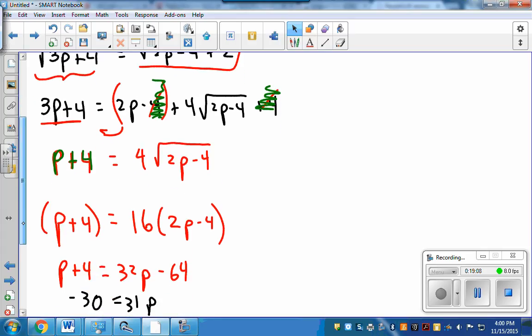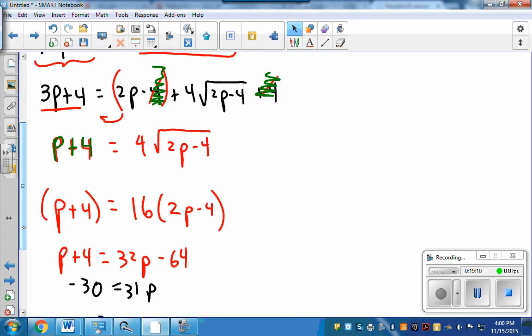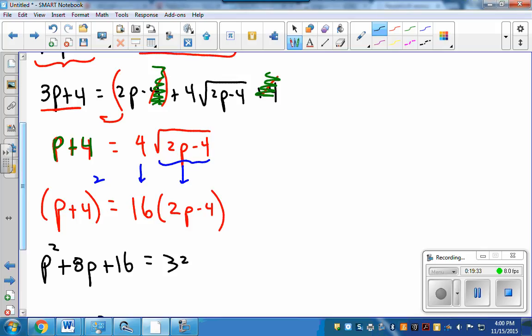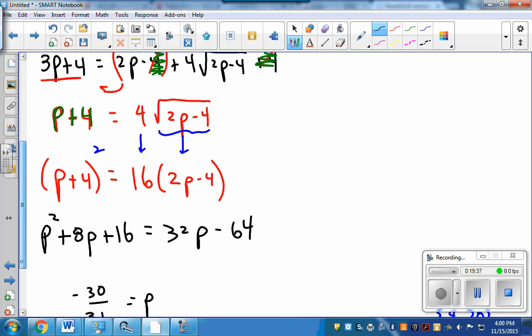At some point, I had to square both sides. And this is where I made my mistake. So I squared that, and I squared that, but I did not square this. Okay, so I'm good up to that stage. And now let's just go ahead and square the left side. P squared plus 8p plus 16 is equal to 32p minus 64. Okay, so this looks a lot more reasonable.